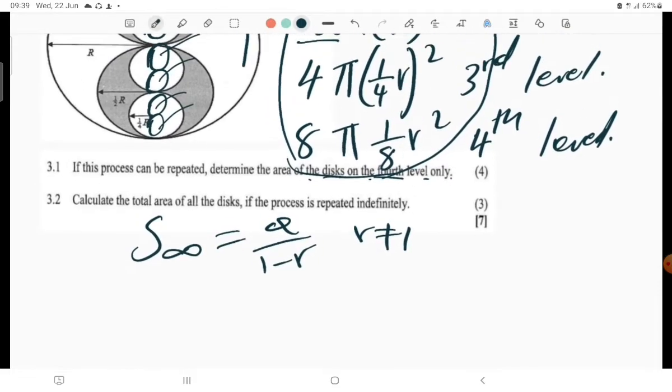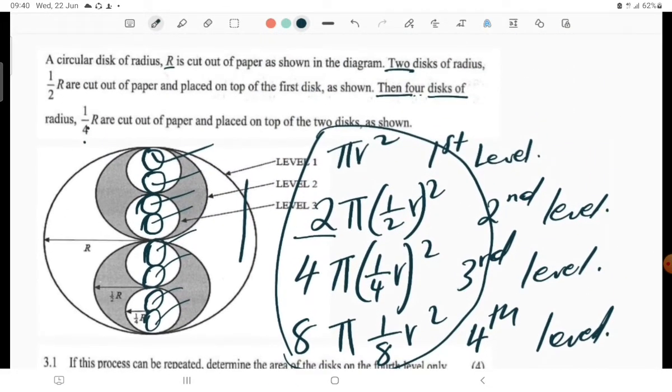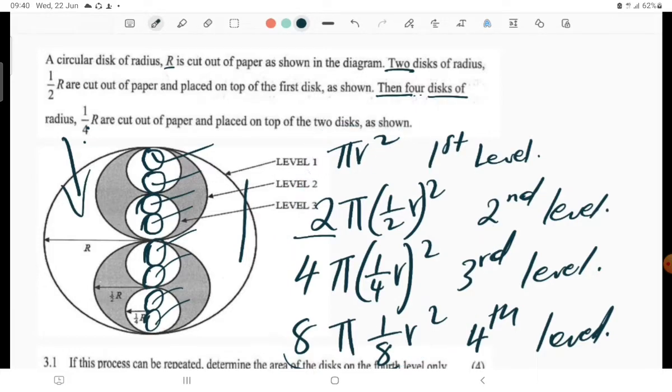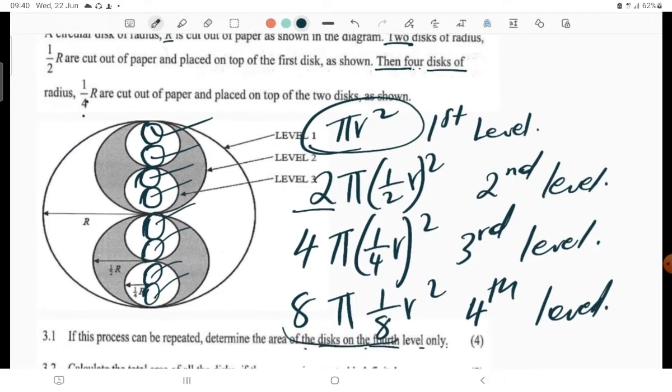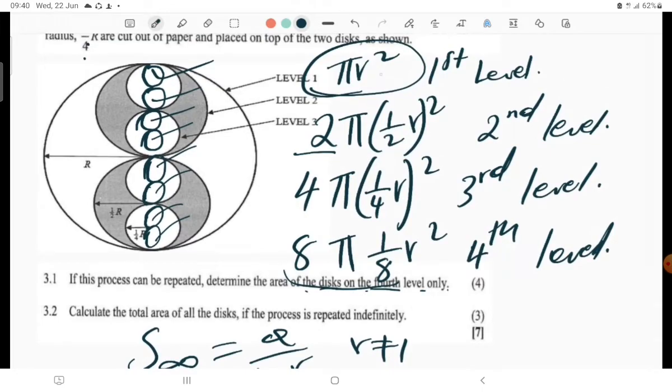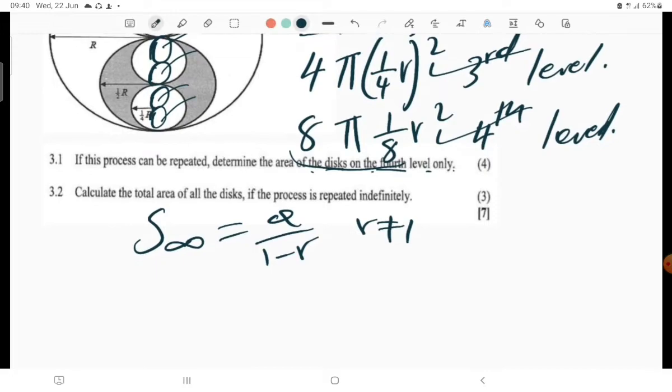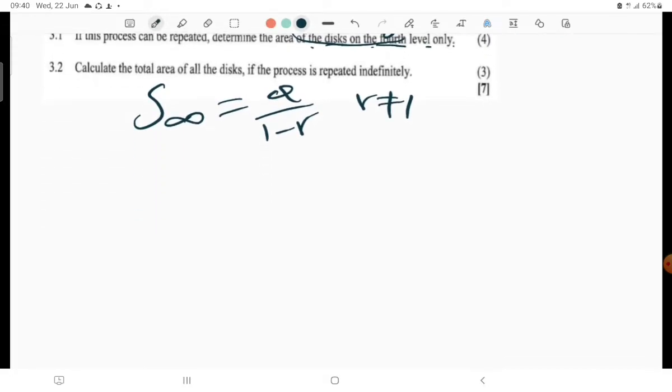On that note, the value of a is going to be the very first area which we got, of the biggest circle or disc, which is pi r squared. So this is our first term. If we say this is term 1, this is term 2, this is term 3, this is term 4, our pi r squared is the very first term, which belongs to the place of a. So now we have a, which is pi r squared divided by 1 minus our r.